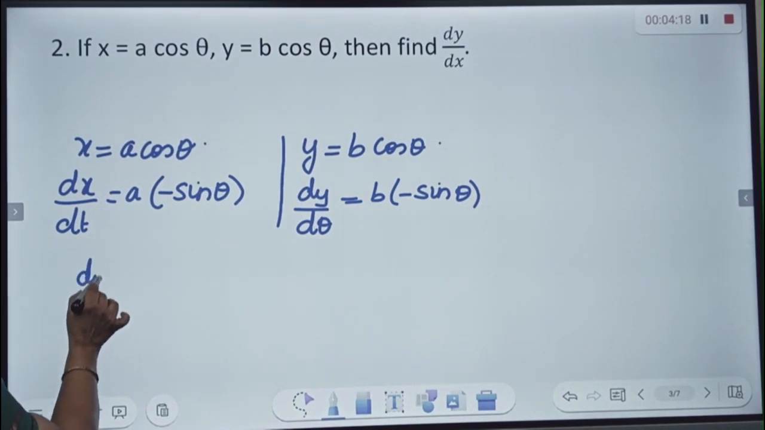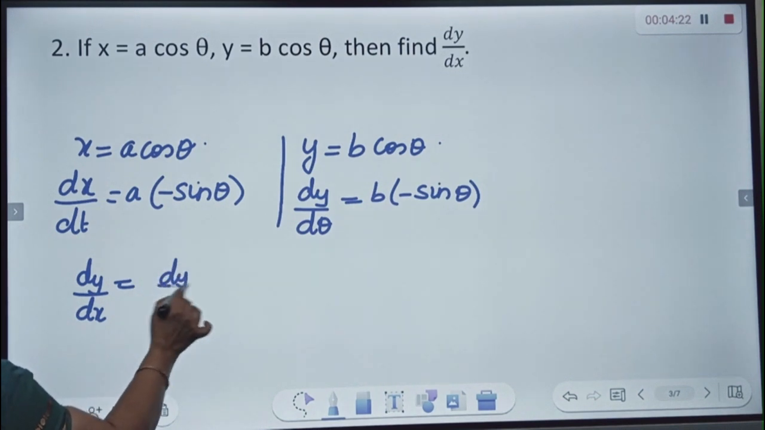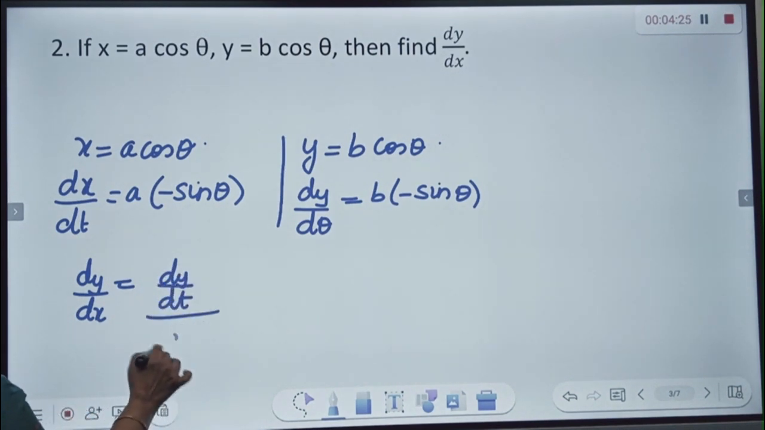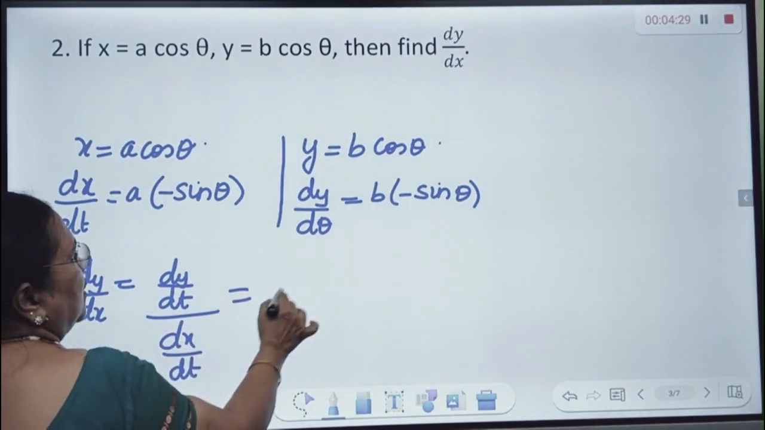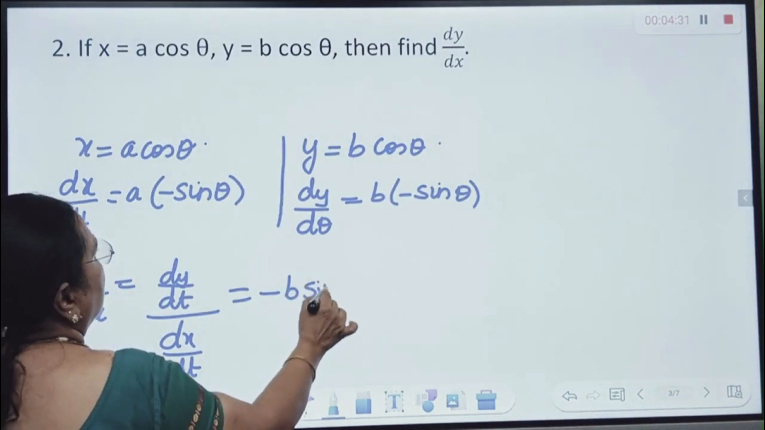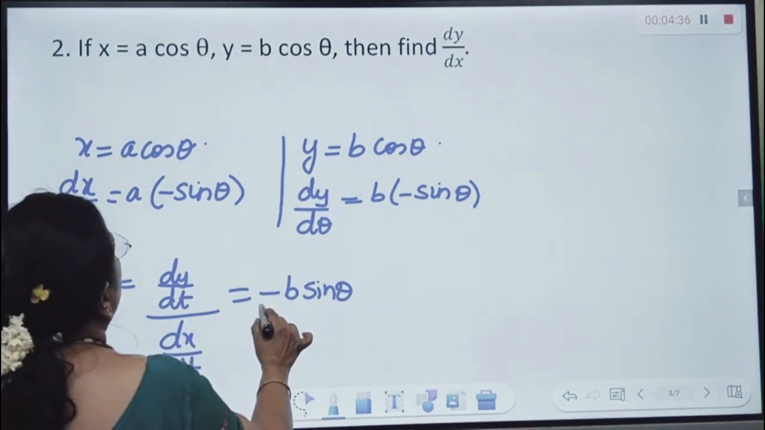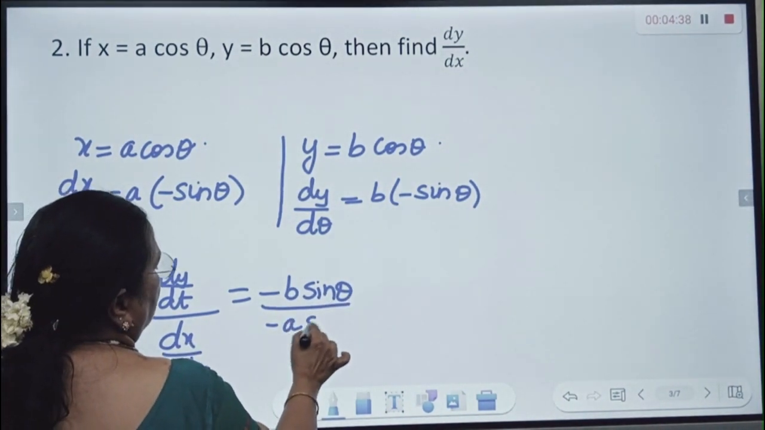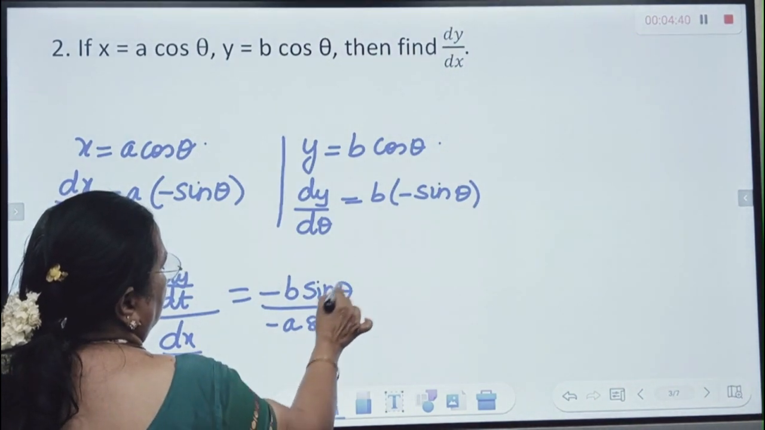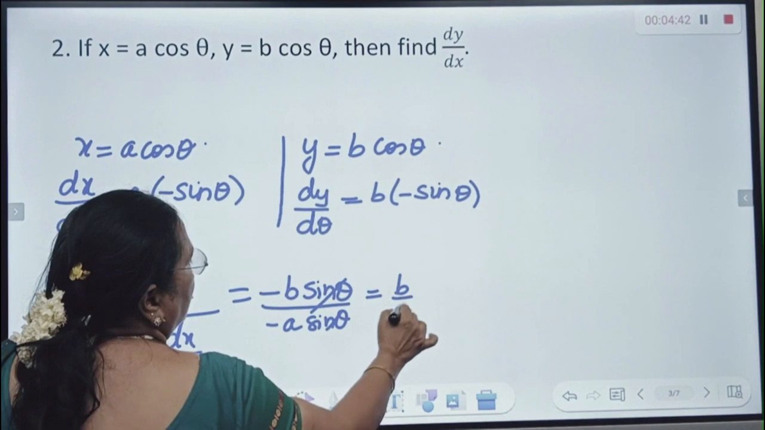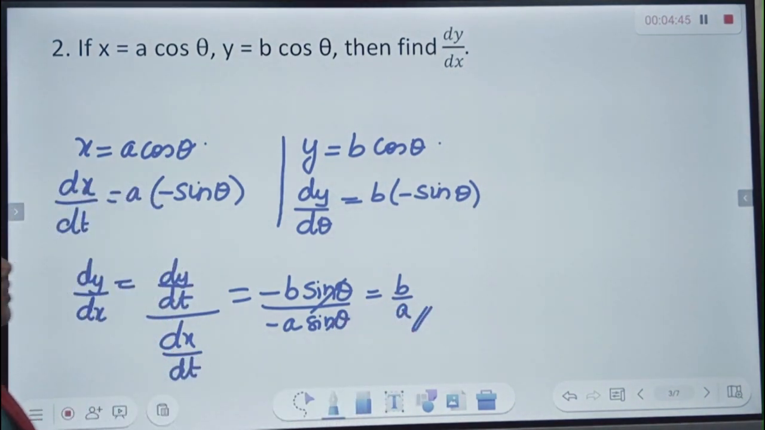Now, dy by dx is equal to dy by d theta divided by dx by d theta, which is minus b sin theta divided by minus a sin theta, giving you b by a. So in this case, dy by dx is b by a. Is it clear?